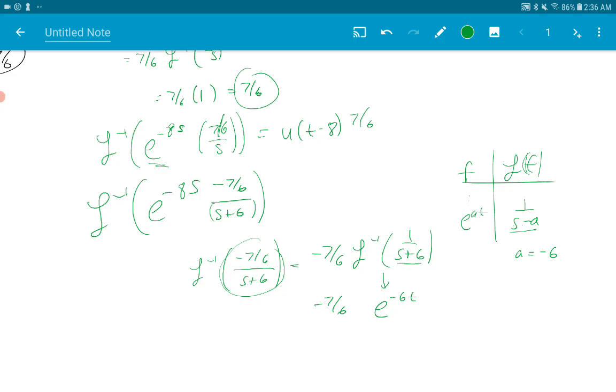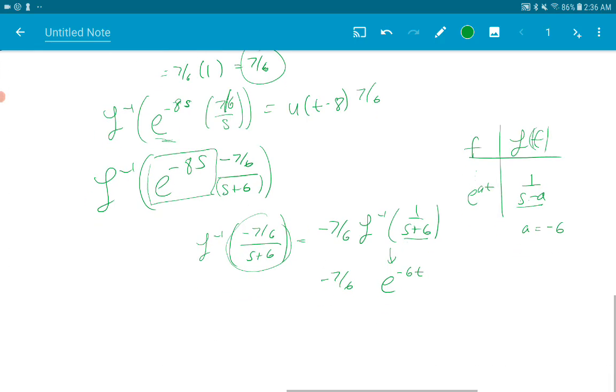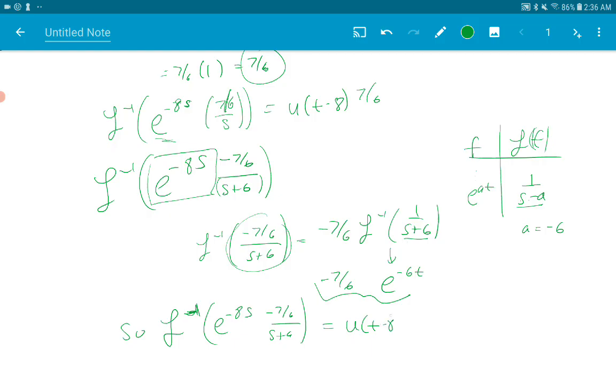But we don't have that. We have an e to the negative 8s times that. So the inverse Laplace transform of e to the negative 8s times negative 7/6 over s plus 6 would be the same answer here, except I put u of t minus 8 in front of it. And I also have to replace this t with t minus 8 to get it to shift over and start there. So times negative 7/6 e to the negative 6, and then in parentheses t minus 8.